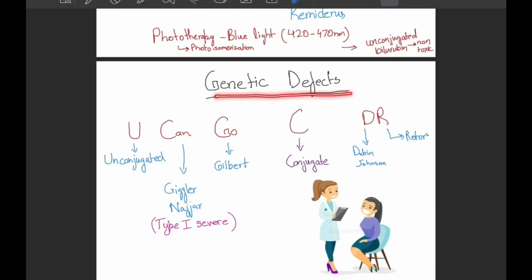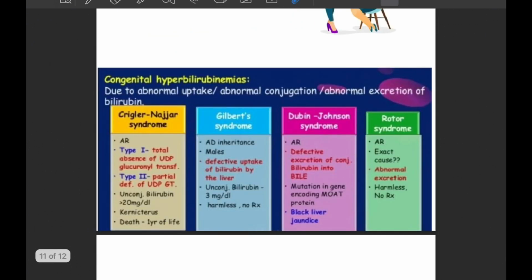For genetic defects, we have the mnemonic "U can go see doctor." You can go see doctor. So here the patient is seeing a doctor. So for U we have unconjugated bilirubin, and can is for Crigler-Najjar, type 1 is severe, and go is for Gilbert. These are both unconjugated. C is for conjugated, and D is for Dubin-Johnson, and R is for Rotor. And all of these are types of congenital hyperbilirubinemias.